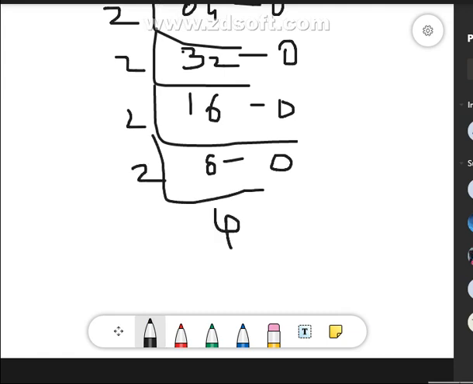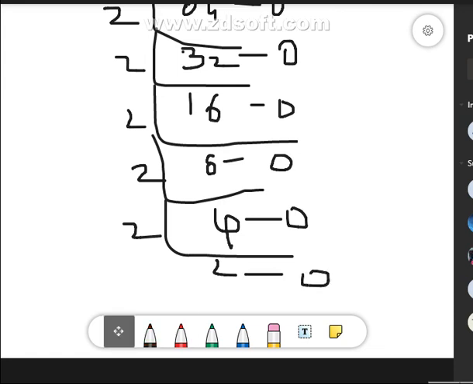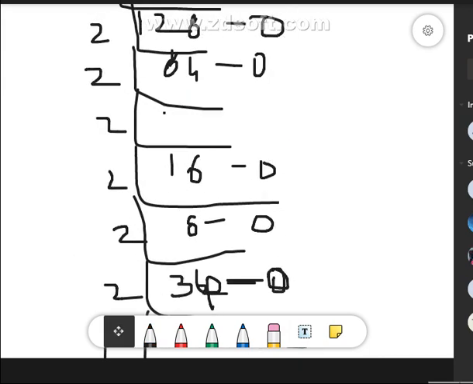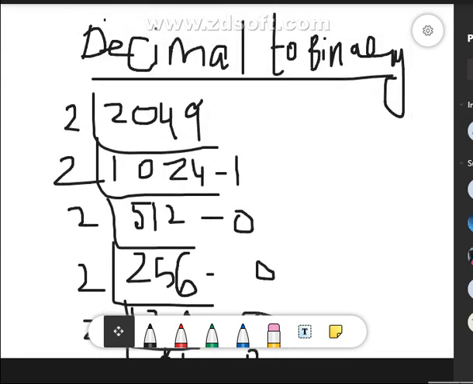2 4s are 8, the remainder is 0 here. 2 2s are 4, here also the remainder is 0. 2 1s are 2, the remainder is 0. We have performed the division operation for this particular number to convert it into the binary number. This is the decimal number, and we are converting it into the binary number.